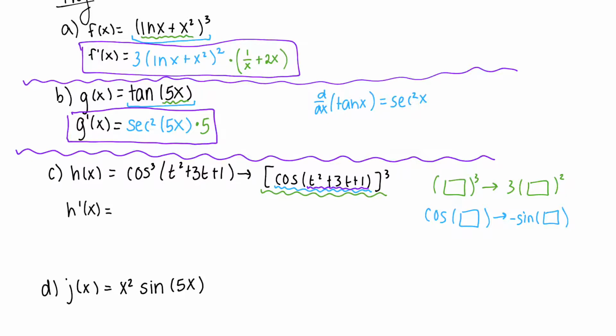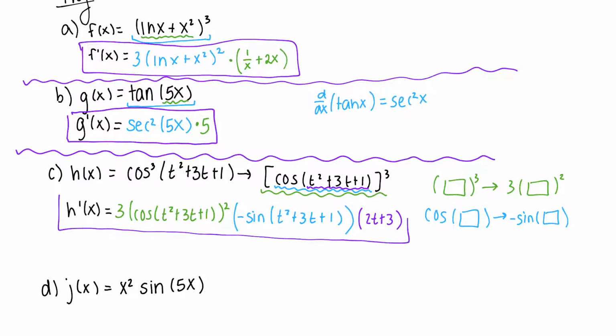So the derivative of the most outside is 3, and then we leave the inside part alone. Bring down the power. Then going to the next layer, which is the cosine layer, the derivative of cosine is negative sine. Leave the inside alone. And then the derivative of the most inner layer, the t squared plus 3t plus 1, is 2t plus 3. And that whole thing there is the derivative.